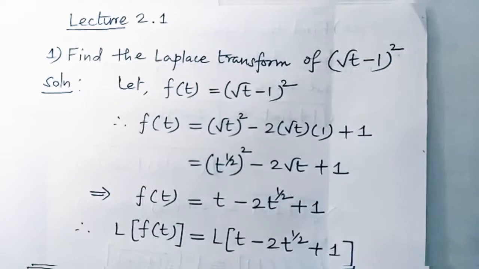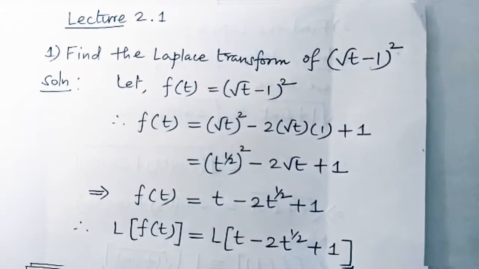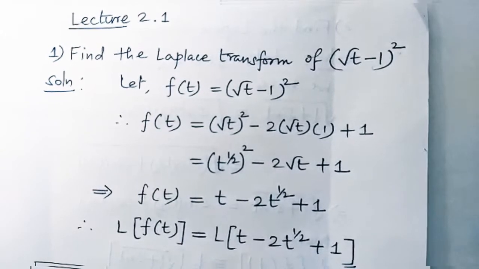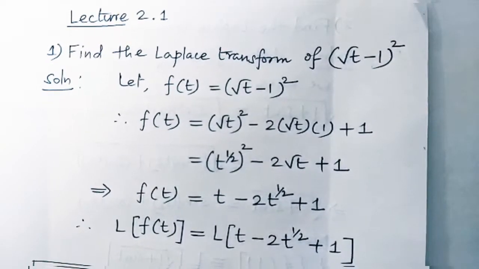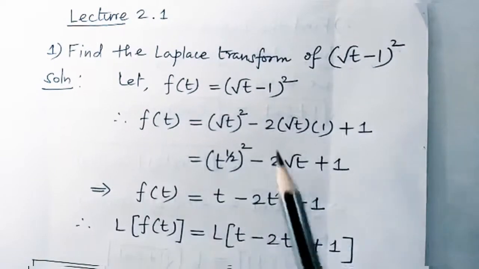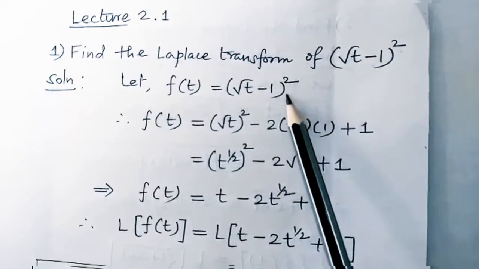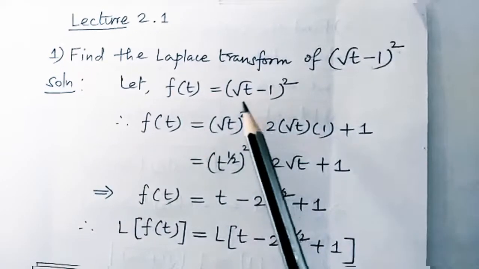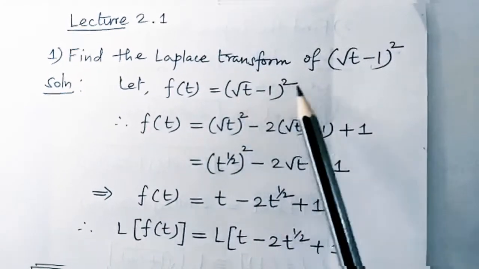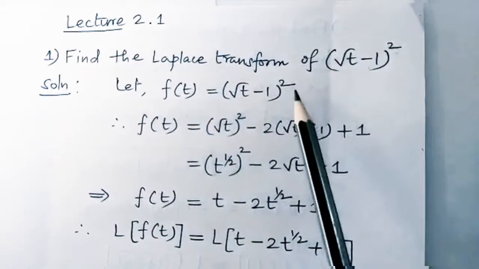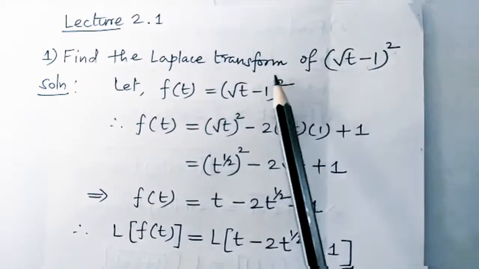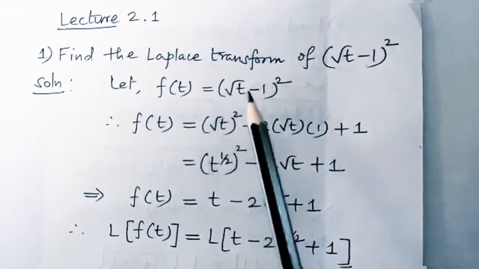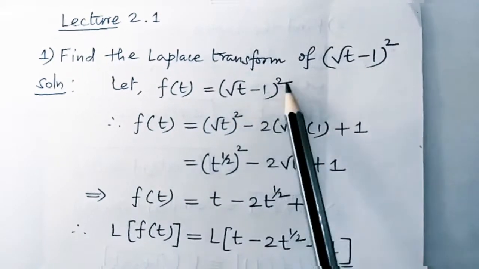Either it should be a constant, an exponential function, sin at, cos at, sin h of at, cos h of at, or even t raised to n form. But here this is clearly an algebraic function, and we didn't have any standard function with root t minus 1 raised to n in this particular format. So that implies this particular function needs a simplification. It resembles a minus b the whole square.